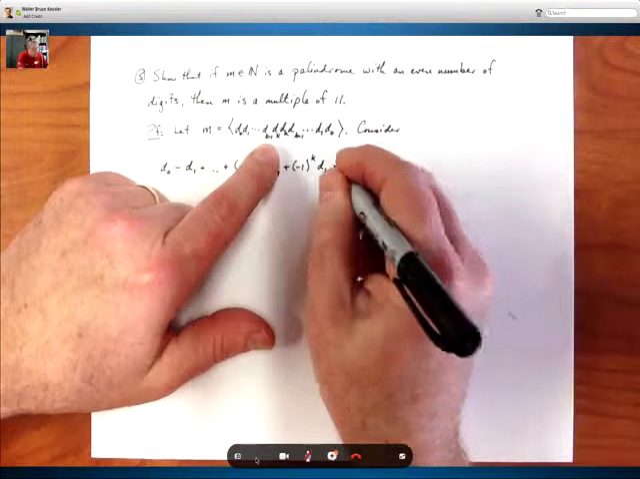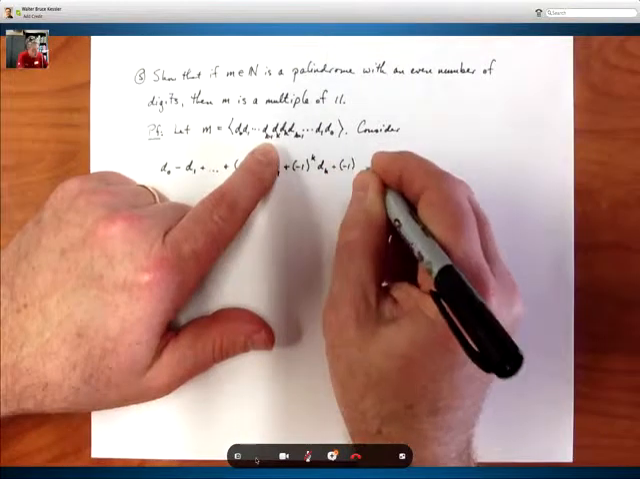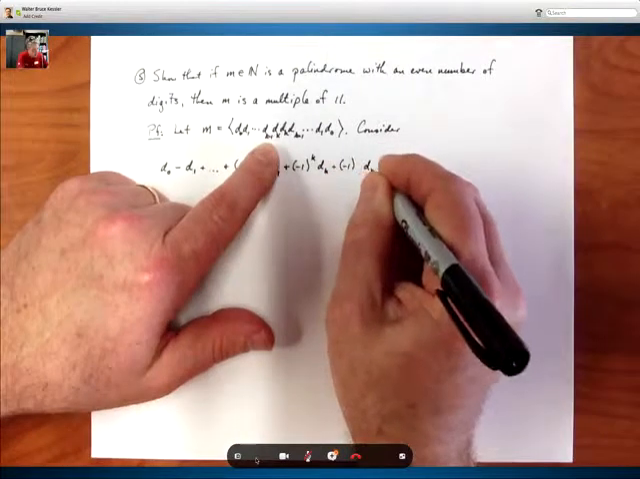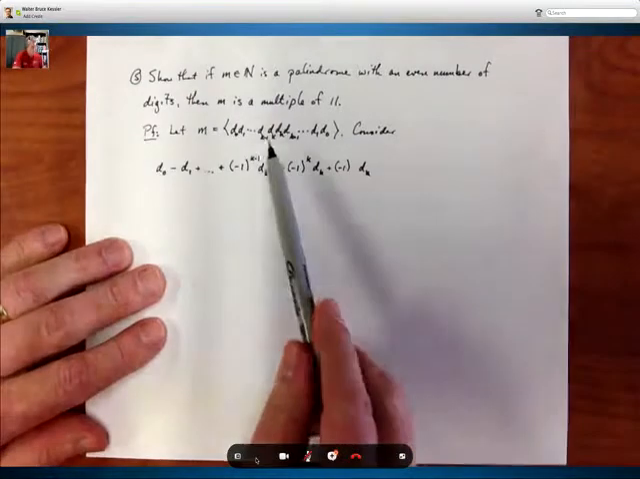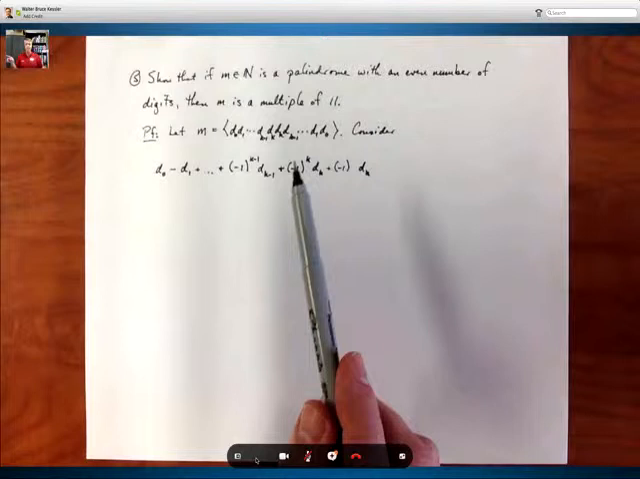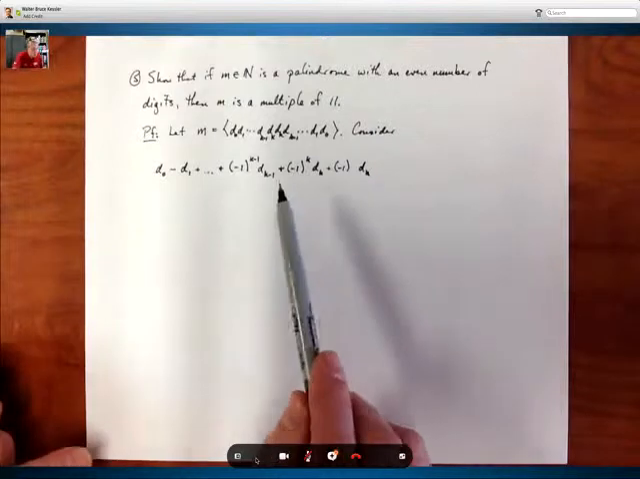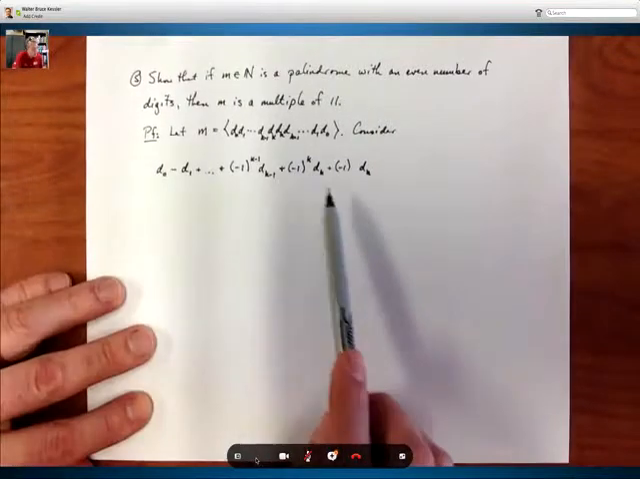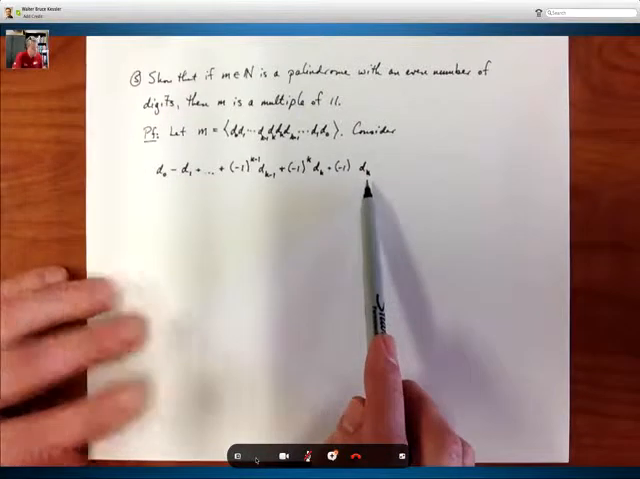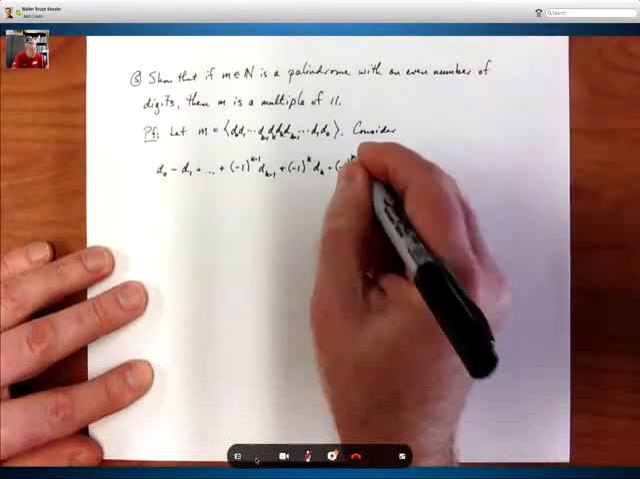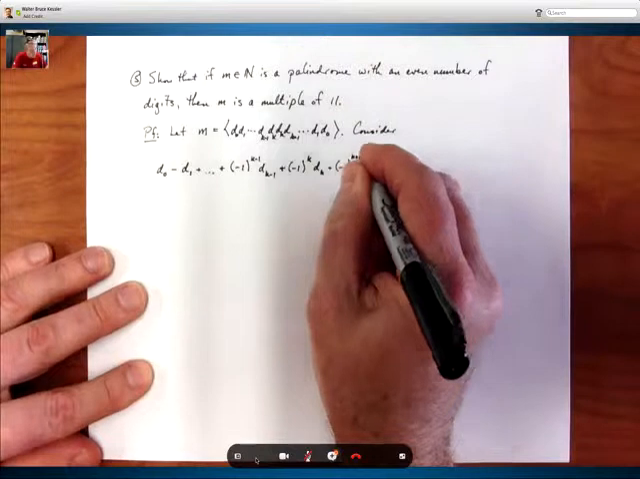Now we're going to the other side here, and I've still got D sub K. That's now we're going down the other side of the palindrome, right? This is going to be, this was the K plus 1 position. This is the K plus 2 position, minus 1. So this is K plus 1.